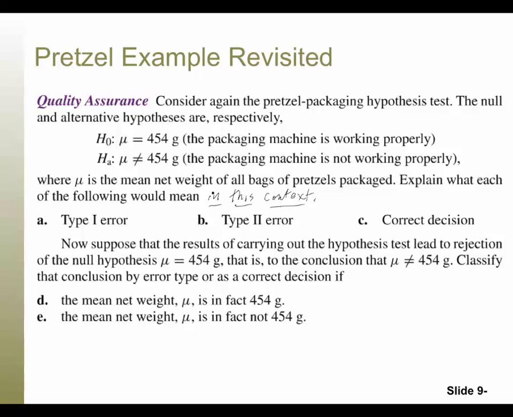So why don't you, with your partner, verbally explain what a type 1 error would be relative to the pretzels. What would a type 2 error be relative to the weights of the pretzels? And what would a correct decision look like? So with your partner, just talk out what a type 1 error would be, what a type 2 error would be, and what a correct decision might look like. But it's about the pretzels and the weight of the bags. Okay? Go, talk about it. No, this is not for the sheet, so it'll say for the example for the sheet. So no, not writing it down.